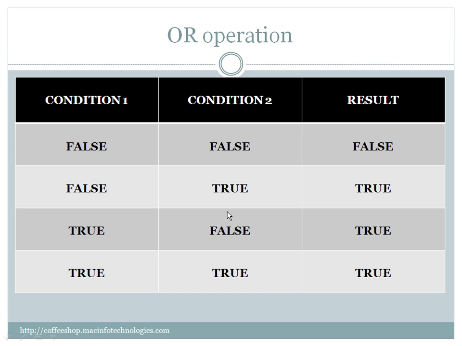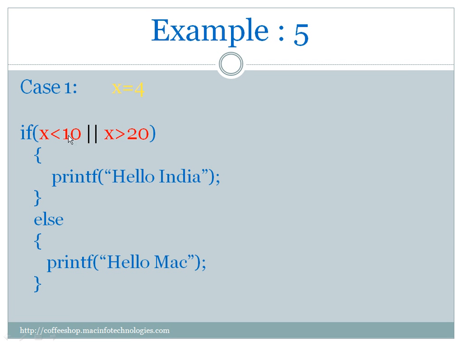We'll see example 5. This is the OR operation. You need to be careful here. Whenever at least one condition is true, the result will be true. Only if all the conditions are false, we get the result as false.